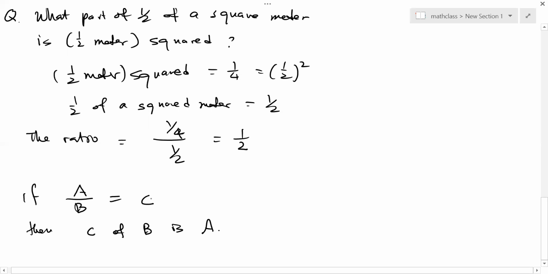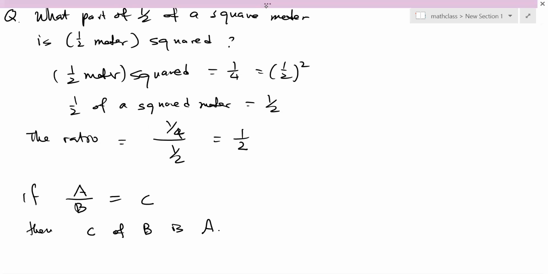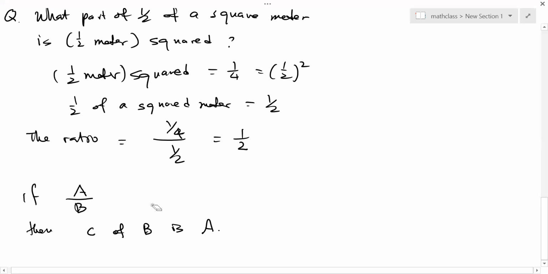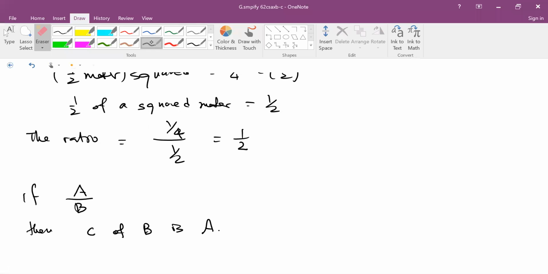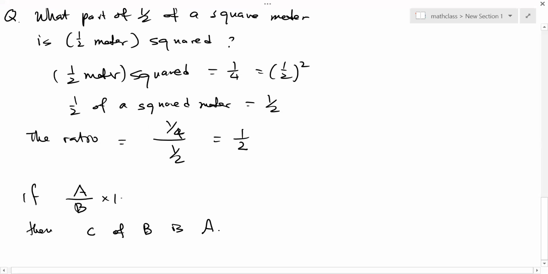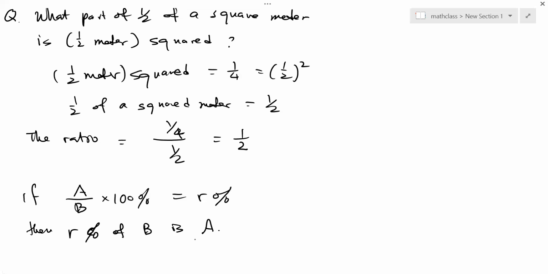So let me put a percentage here. Usually when we say something with a percentage, it's going to be R%. Then we will say that R% of B is going to be A. Sometimes we usually do that. That's right. R% of B is going to be A.